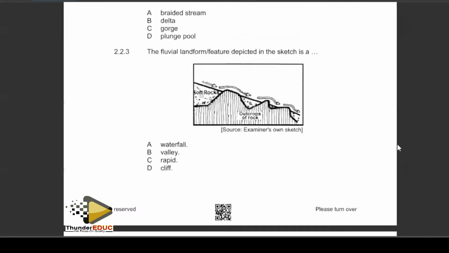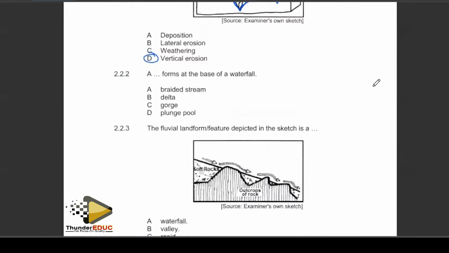Right. Let's go to number 2.22. 2.22 says a dash forms at the base of a waterfall. At the base of a waterfall, the lower part of the waterfall, what do we have there? Obviously, we have what we call a plunge pool. I think if you still remember a waterfall, we have a resistant rock on top, then we have a softer rock at the bottom, right? And this is the typical situation of a waterfall.